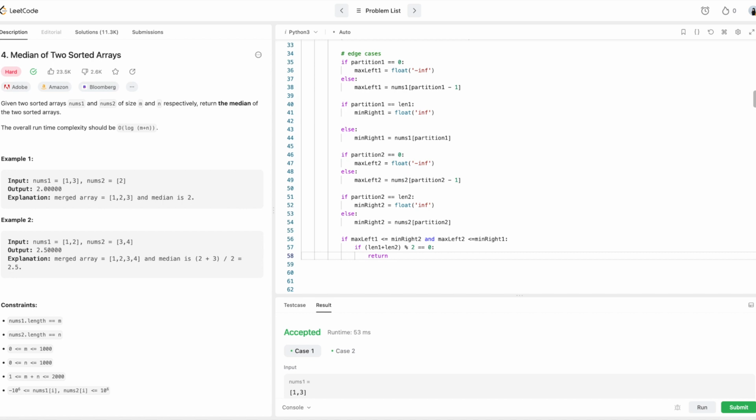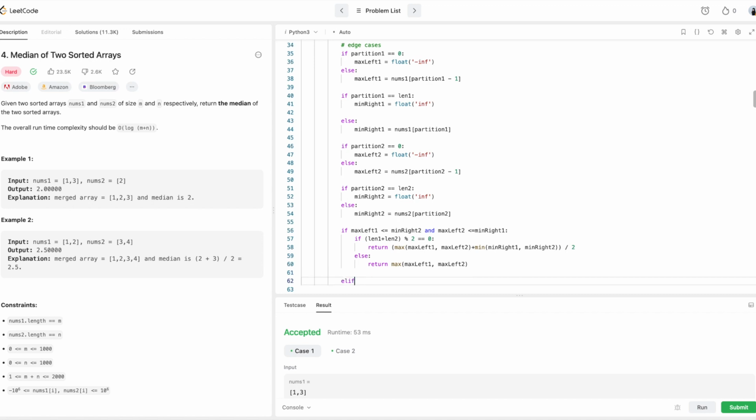Then we return the average between the middle two numbers. But we have to pick the max of max left 1 and max left 2 plus the minimum between min right 1 and min right 2. And then we divide it by 2. Else, if it's an odd number, then we just return the max between max left 1 and max left 2.